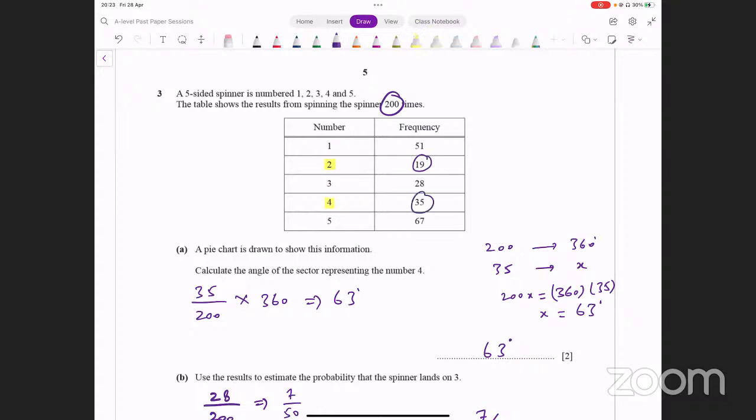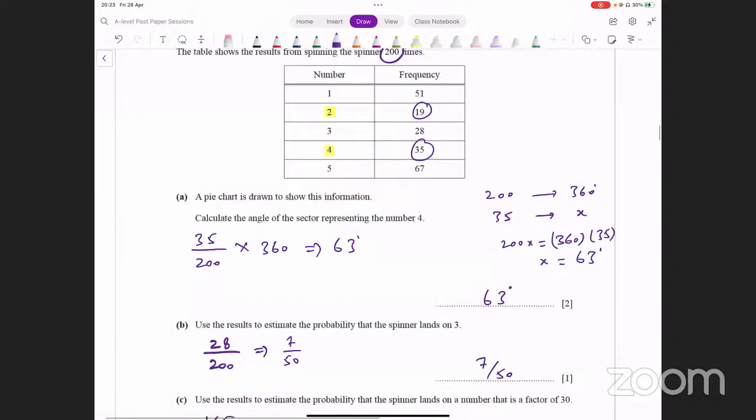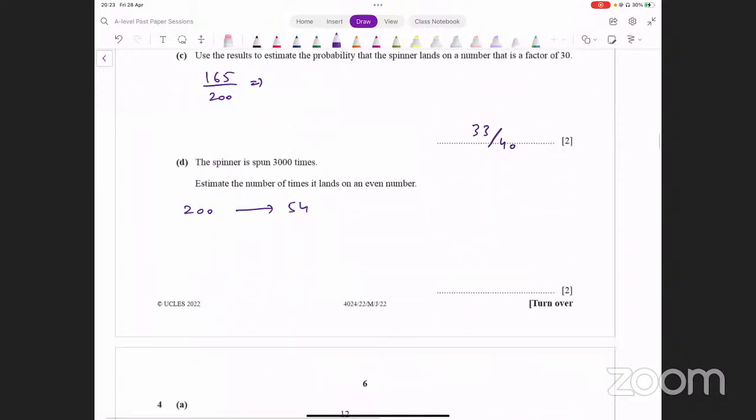Let's count them. 19 plus 35, what's that? That's 54. 200 में से 54 times even number पे land किया है, right? तो अगर आप 3000 times उसको spin करते हैं तो उसमें से कितने दफा land करता even number पे? You can use ratios again, cross multiply, and that gives you 200 times x, that equals 3000 into 54, and x equals, let's evaluate that, 3000 divided by 200 into 54, and that turns out to be 810. So out of 3000 times, you would expect that it would land on an even number 810 times. This is one way of doing this.